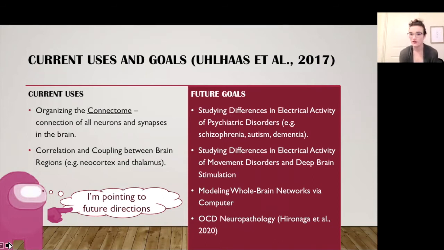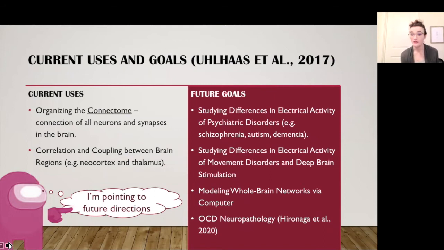In the future, people would like to use MEG to study differences in electrical activity of psychiatric disorders such as schizophrenia, autism, and dementia. They would also like to study differences in electrical activity of movement disorders and deep brain stimulation. In addition, they'd like to model whole brain networks via computer, and lots of researchers think that MEG would be a great way to do that.